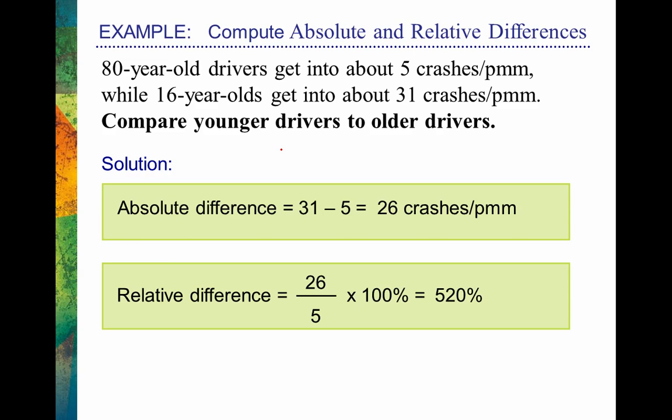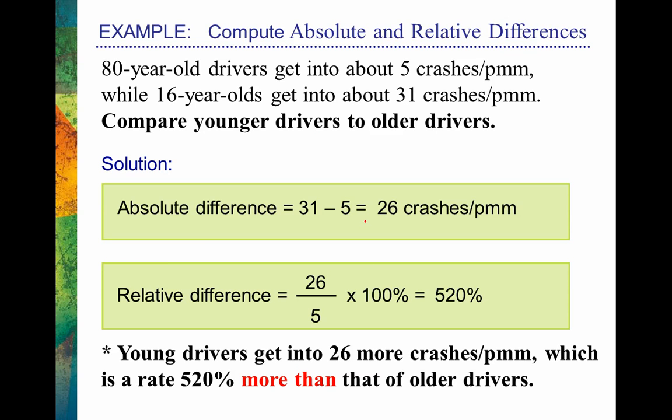So how would we summarize both of these measurements that we just made here? Maybe something like this. Young drivers get into 26 more crashes per million miles. That would be the absolute difference, which is a rate that is 520% more than that of older drivers. That's a pretty big difference.